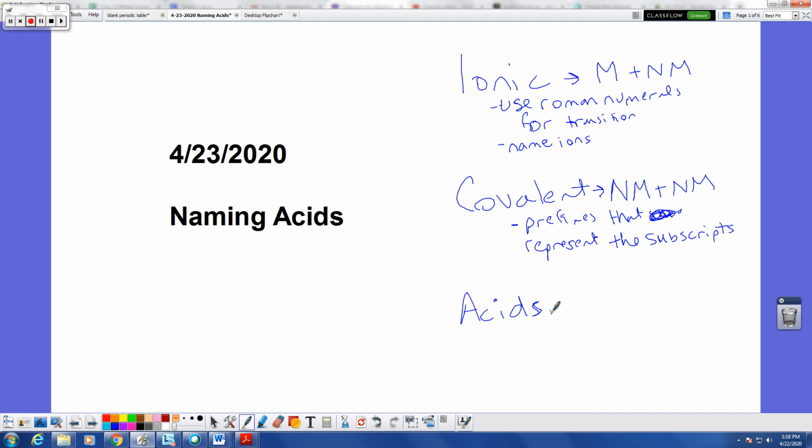Okay, then acids. How do we know it's an acid? Because it starts with an H. So it's got hydrogen at the front. If you're looking at the name, the last name is going to be acid. So it's something acid. All of them. Okay, so getting on into this.